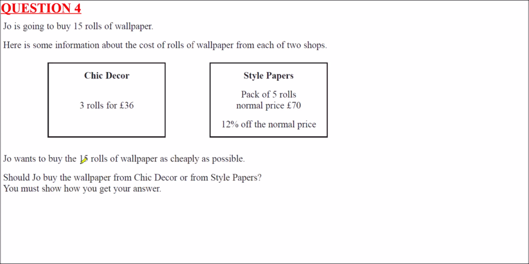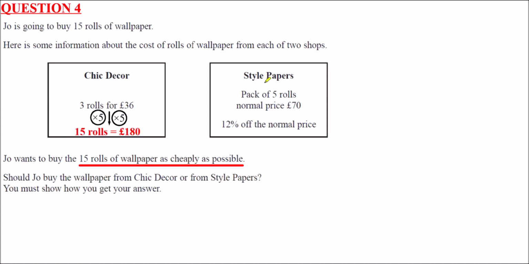So 15 rolls is what's needed. Chic Decor sells them in packs of 3. So we'd need to get 5 lots of 3 from Chic Decor. If we multiply by 5, that gives us 15 rolls, and therefore we'd have to do 36 times 5 as well. That tells us that 15 rolls bought from Chic Decor would cost £180.